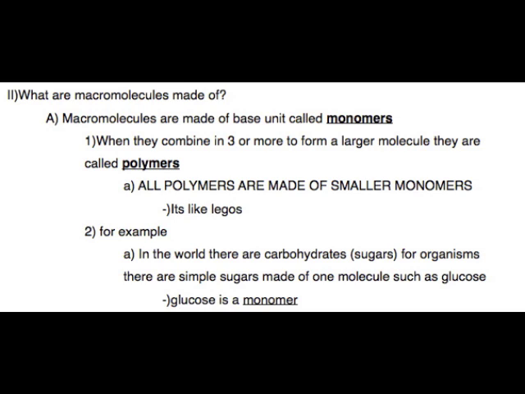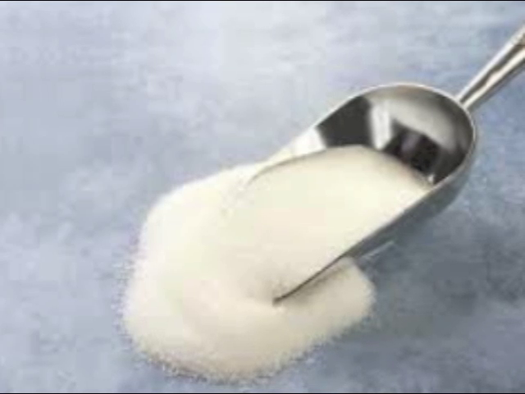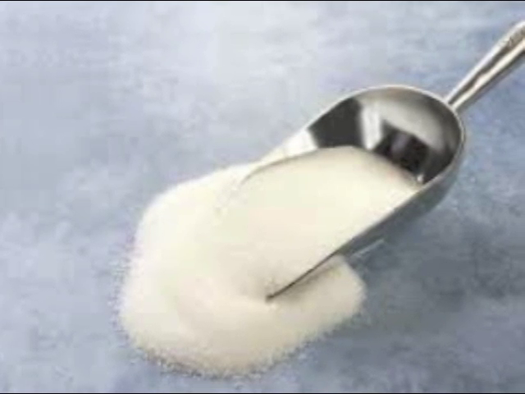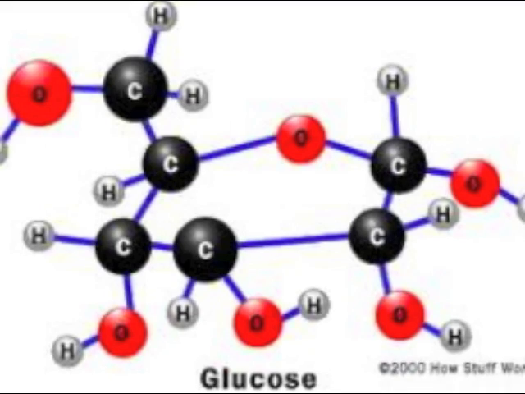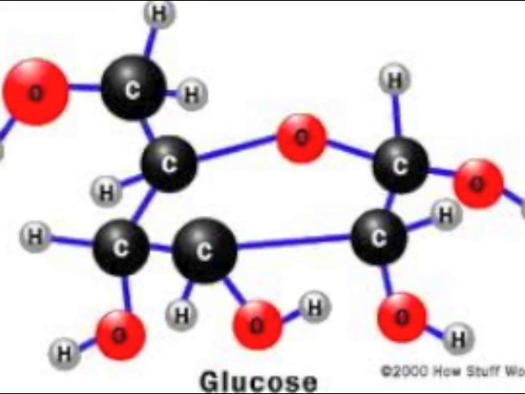For example, in the world there are carbohydrates, sugars, for organisms. There are simple sugars made of one molecule, such as glucose. Glucose is a monomer. Sugar, as we know it, we can eat in our food and digest. The molecular structure of the sugar that we eat is known as glucose, and is the energy that gives us life.